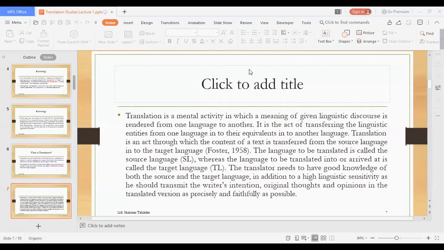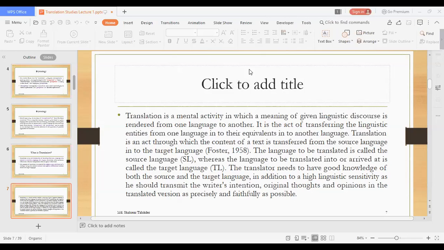Now, the translator needs to have good knowledge of both the source and target languages. That means he must be very much competent in both languages. And at the same time, in addition to a high linguistic sensitivity, he should transmit the writer's intention, original thoughts and opinions in the translated version as precisely and faithfully as possible. So you see these three things: the writer's intention, original thoughts and opinions. That means when you want to translate a particular word from the source language to the target language, besides a good command over the languages, you must also be very much aware of the writer's intention.